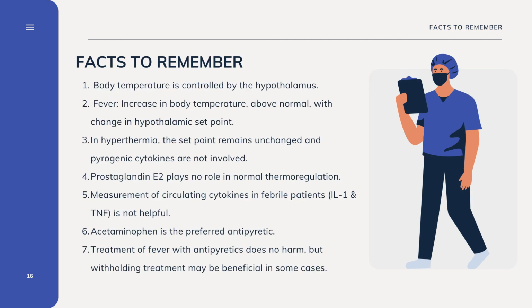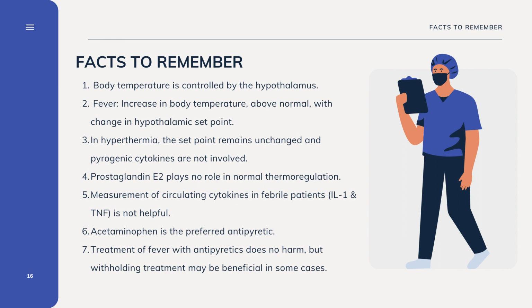In summary, here are some facts to remember. Body temperature is controlled by the hypothalamus. Fever is defined as the increase in body temperature above normal with the change in hypothalamic set point. In hypothermia, the set point remains unchanged and pyrogenic cytokines are not involved.